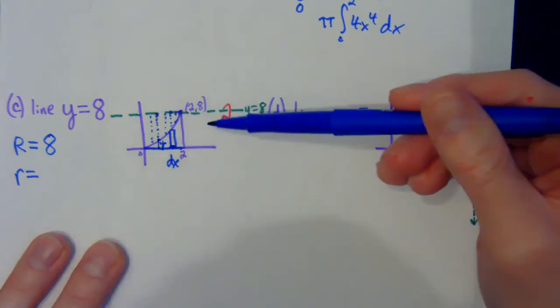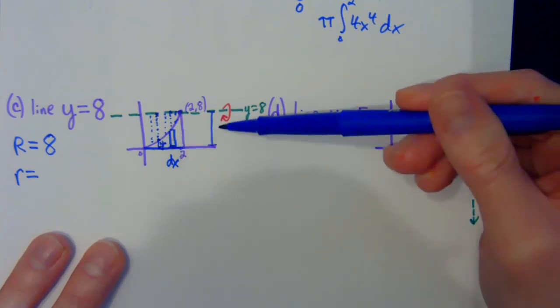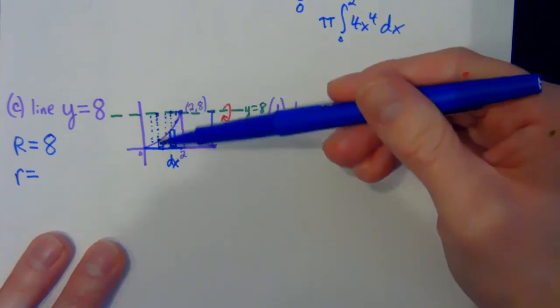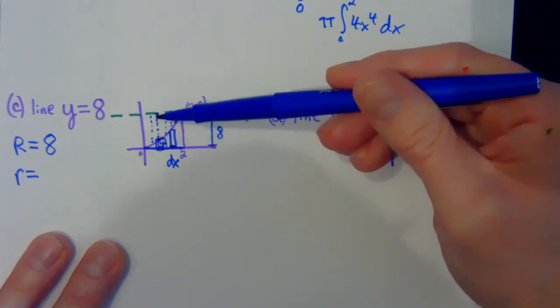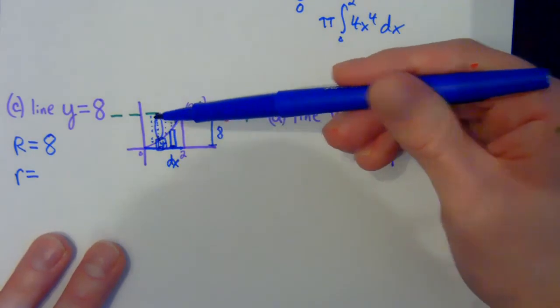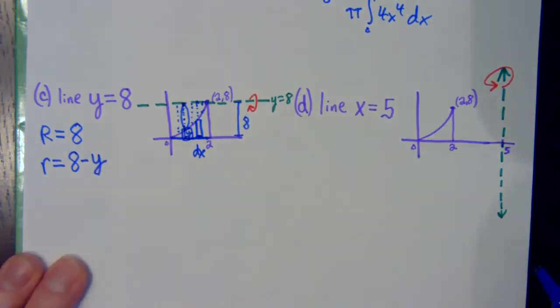Now, if you think about it, the whole darn thing from the axis of revolution to that x-axis is equal to 8. So this whole line is equal to 8. And I don't want this y value right there. I just want this part that's left over. And so that's going to be the whole darn thing of 8. And then we're going to subtract out that y.